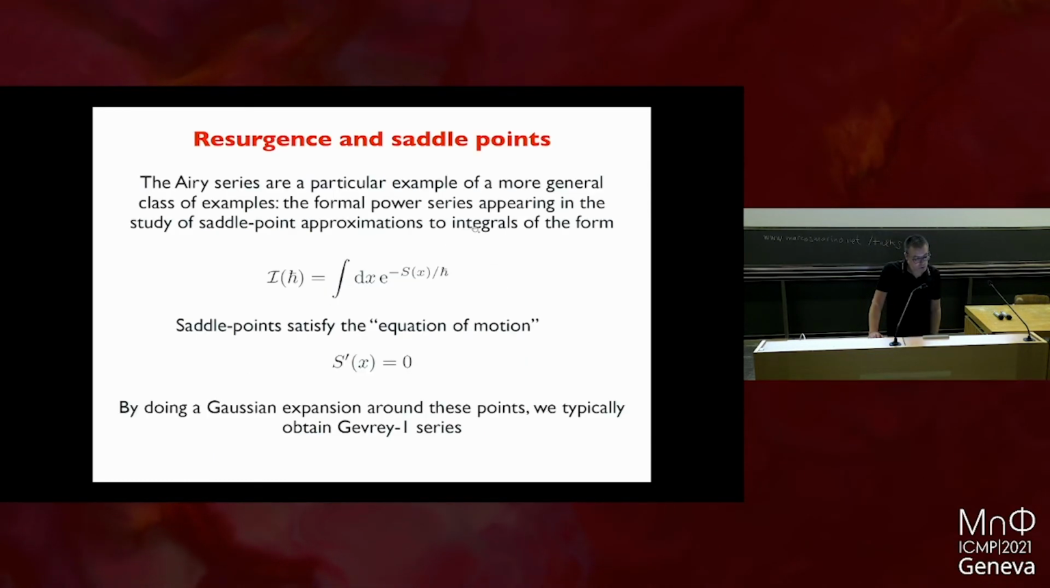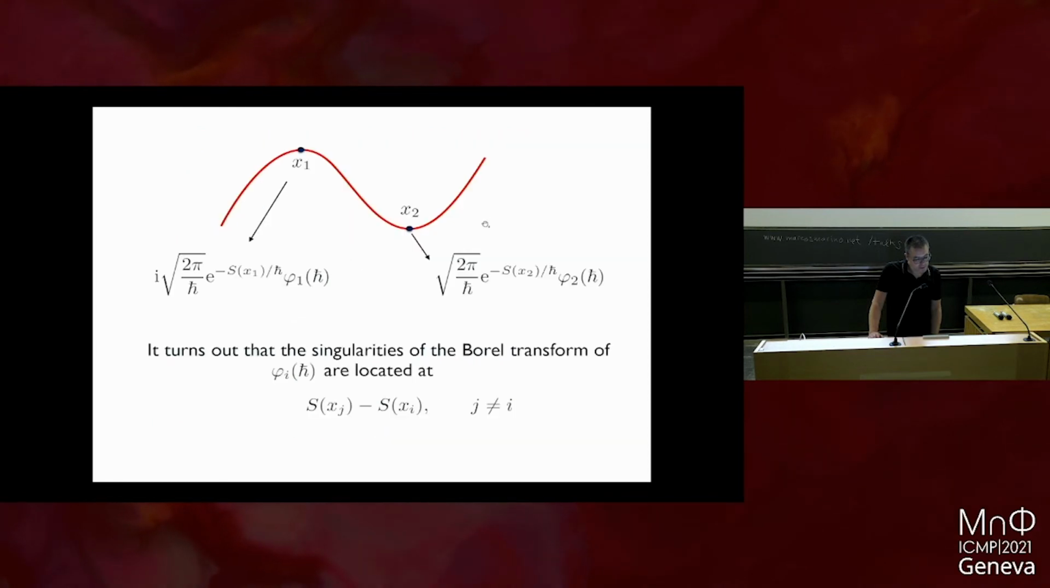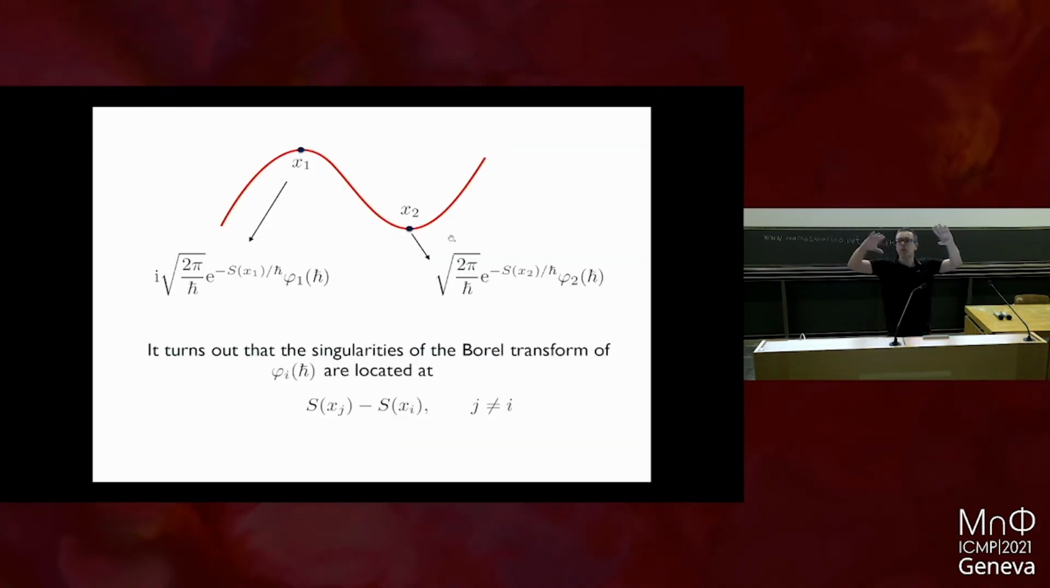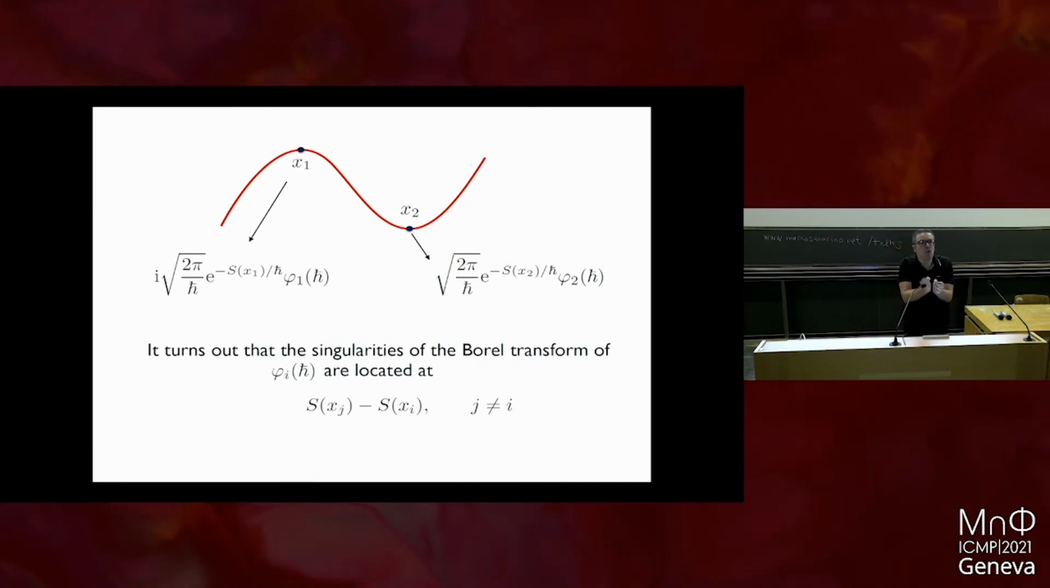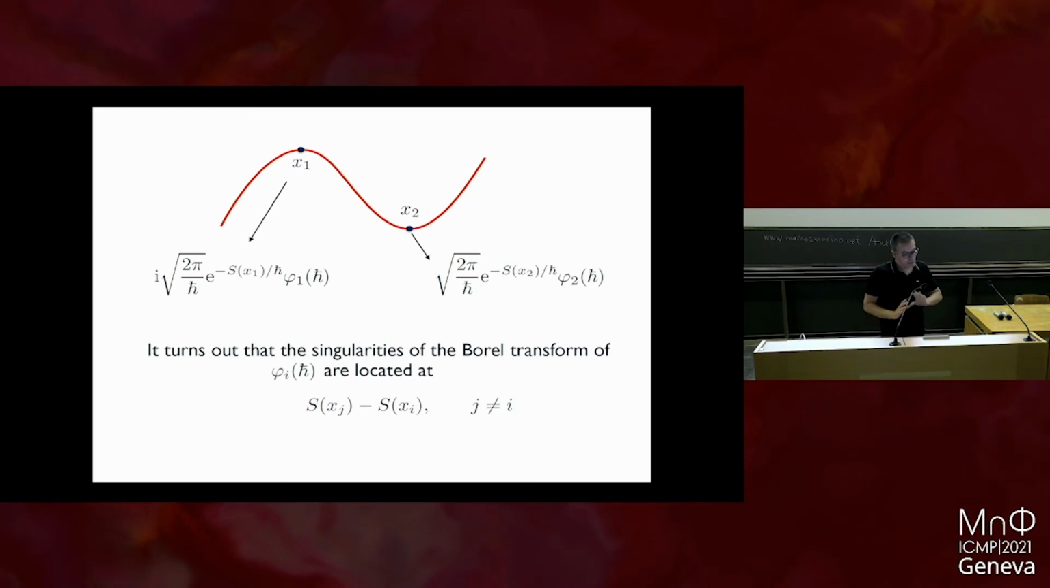So the idea then is that when you have different saddle points, even if you only want to look at one of them, the Borel transform of this formal power series will force you to take into account the other saddle points that appear in the theory. So essentially, this tells you that you can have a global picture of your problem by looking at these Borel transforms.